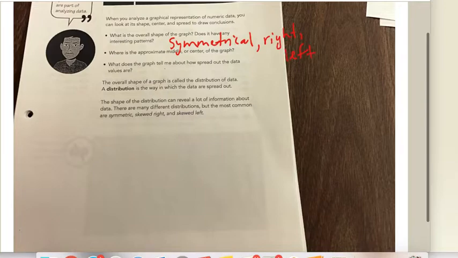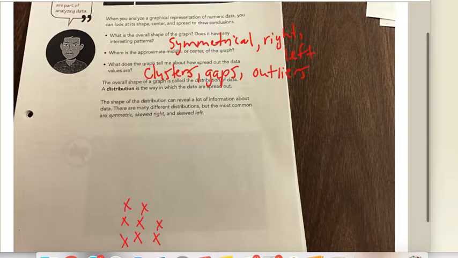What does the graph tell me about how the spread is? Are there clusters? Are there gaps? Are there outliers? Clusters mean, are all the X's clumped together in one spot? Are there gaps in between the X's? Or is there an outlier, which means, if I have all my X's like this and then I have a big outlier way out here by himself, he's an outlier.